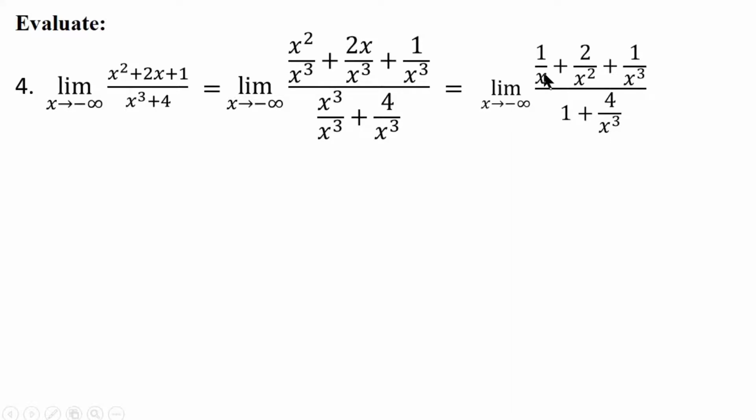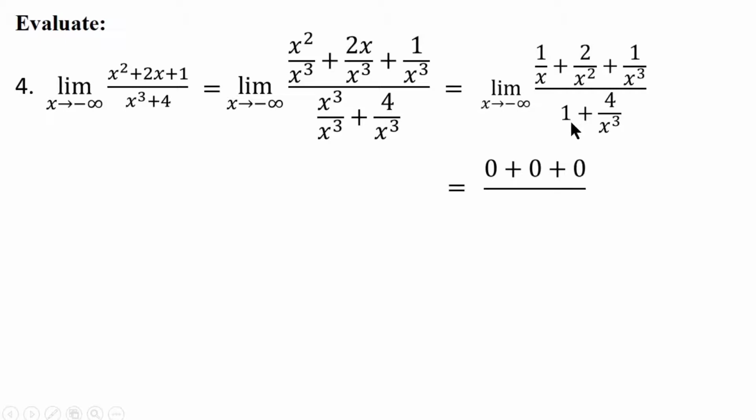Next, find the limit of each term. The limit of 1 over x is 0 from our theorem. Just take note that if we are looking for the limit as x approaches positive infinity or negative infinity of 1 or any number over x or x raised to any number, the limit is 0. Then the limit of 2 over x squared is also 0. The limit of 1 over x cubed is also equal to 0.